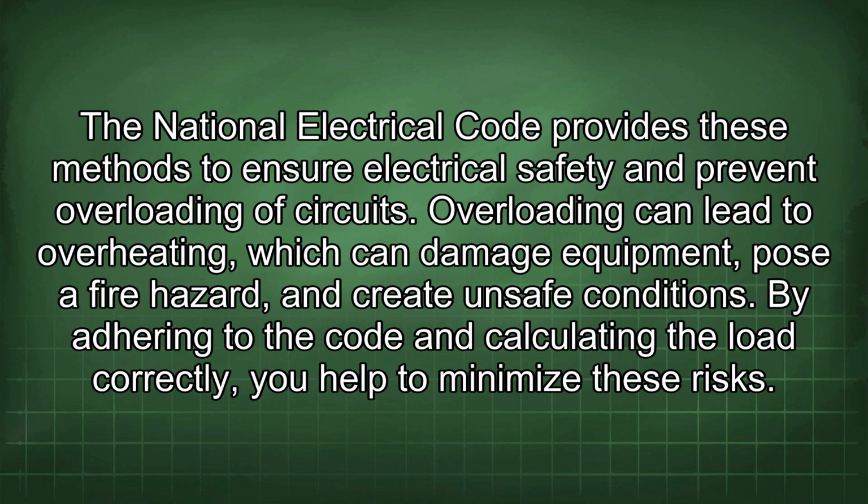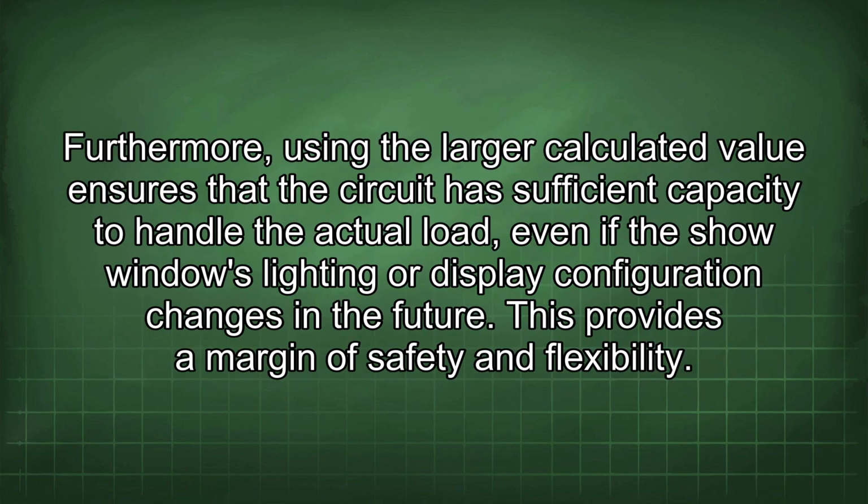The National Electrical Code provides these methods to ensure electrical safety and prevent overloading of circuits. Overloading can lead to overheating, which can damage equipment, pose a fire hazard, and create unsafe conditions. By adhering to the code and calculating the load correctly, you help to minimize these risks. Furthermore, using the larger calculated value ensures that the circuit has sufficient capacity to handle the actual load, even if the show window's lighting or display configuration changes in the future. This provides a margin of safety and flexibility.